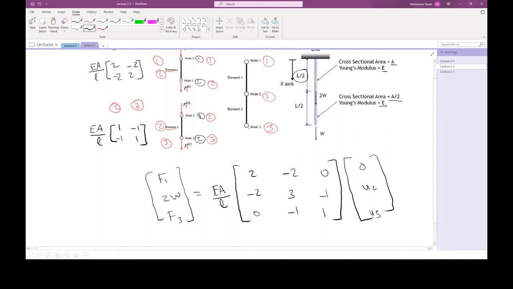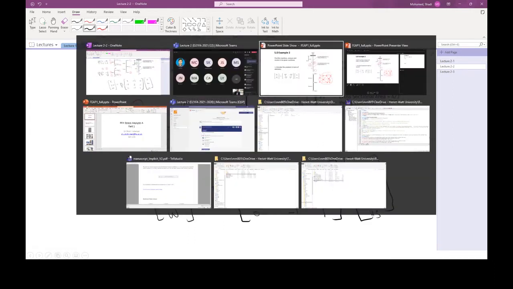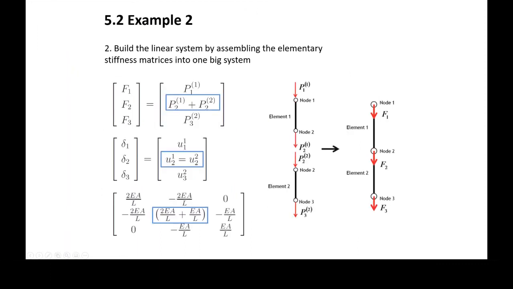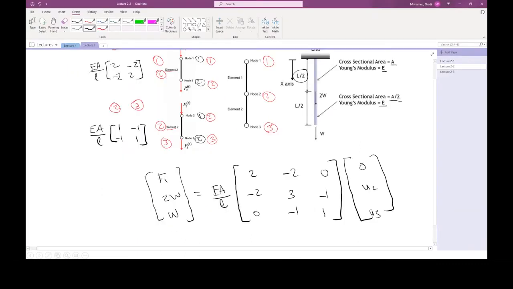Now, how about the last node? The last node is the force applied at this free end, which is 1W. So I'm just going to write 1W in there. So I have this system of equations. Just come back here. So 3 equations with 3 unknowns. The 3 unknowns are U2, U3, and F1.